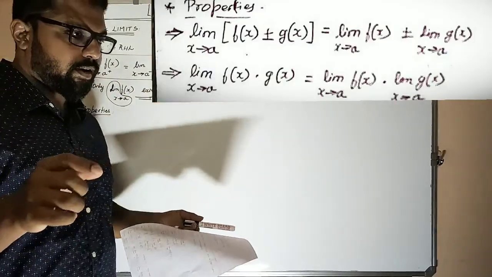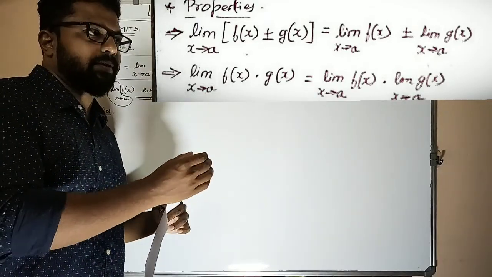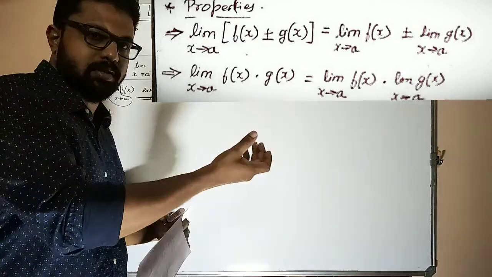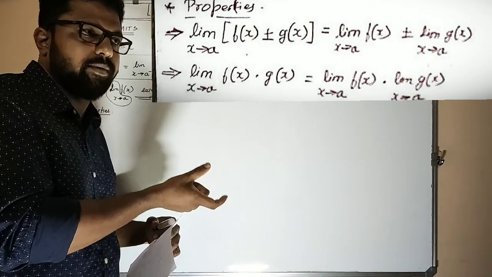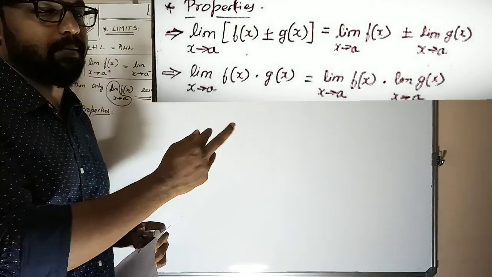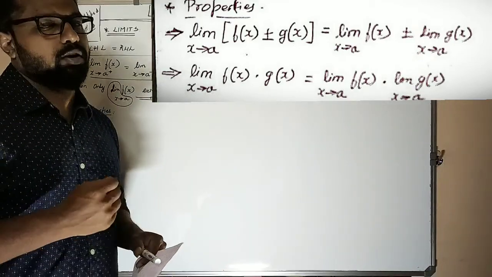If the product of two functions is given in limits, what you need to do is apply the limit to both the functions. So it is the same as applying the limit individually to both the functions. I can apply the limit to each function first, limit of f of x, then multiply it by limit of g of x. If I multiply those two, I will get the same answer as putting the limit on the product as well.